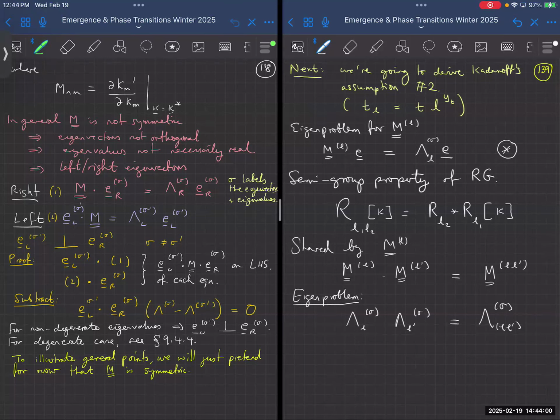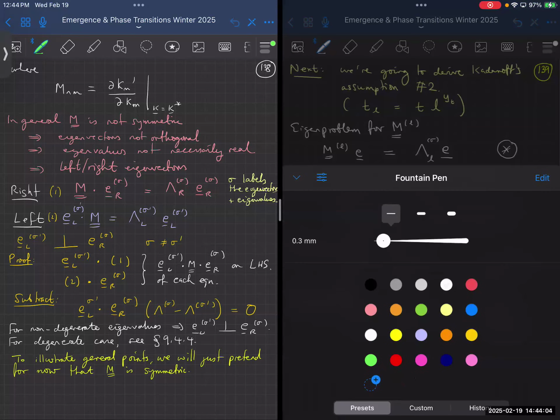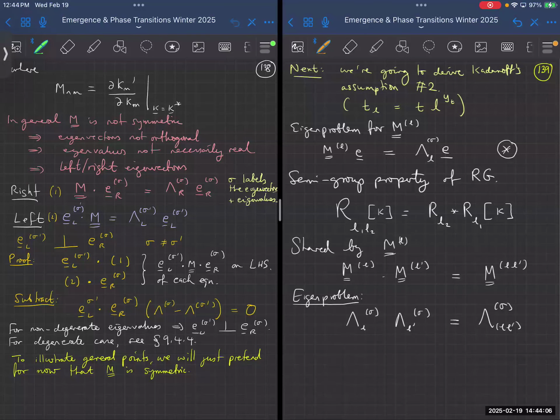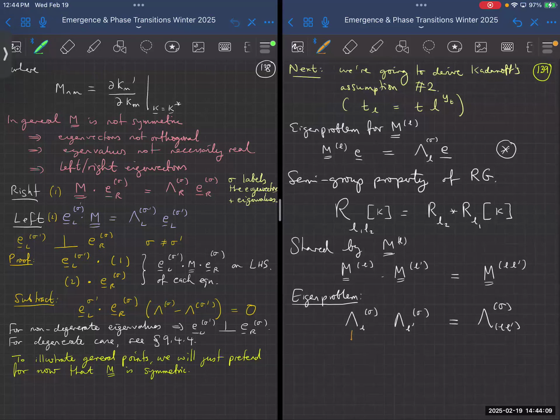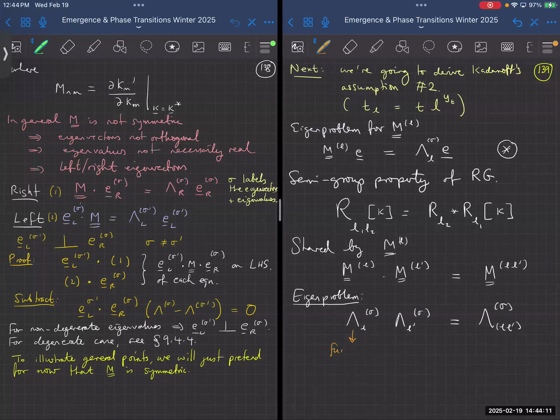So now we have an interesting question, because this lambda of L is really just some function of L. And so you might ask, what functions would obey this semigroup equation?